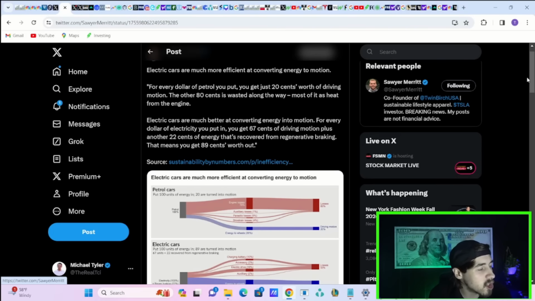In a new report that just came out today, it says electric cars are much more efficient at converting energy to motion. Quote, for every dollar of petrol you put in, you get just 20 cents worth of driving motion. The other 80 cents is wasted along the way, most of it as heat from the engine. Electric cars are much better at converting energy into motion. For every dollar of electricity you put in, you get 67 cents of driving motion plus another 22 cents of energy that's recovered from regenerative braking. That means you get 89 cents worth out.